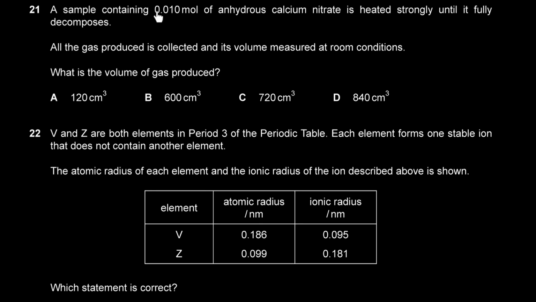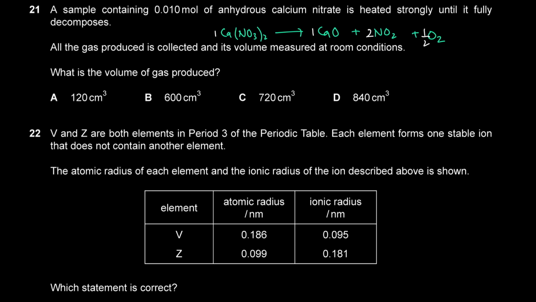A sample containing 0.010 moles of anhydrous calcium nitrate is heated strongly until it fully decomposes. All the gas produced is collected and its volume measured at room conditions. What is the volume of gas produced? So first let's write down the equation for the decomposition of calcium nitrate. That's Ca(NO3)2. It decomposes to form calcium oxide, nitrogen dioxide, and oxygen gas. And 1 mole of calcium nitrate will give us 1 mole of calcium oxide, 2 moles of nitrogen dioxide, and half a mole of oxygen.